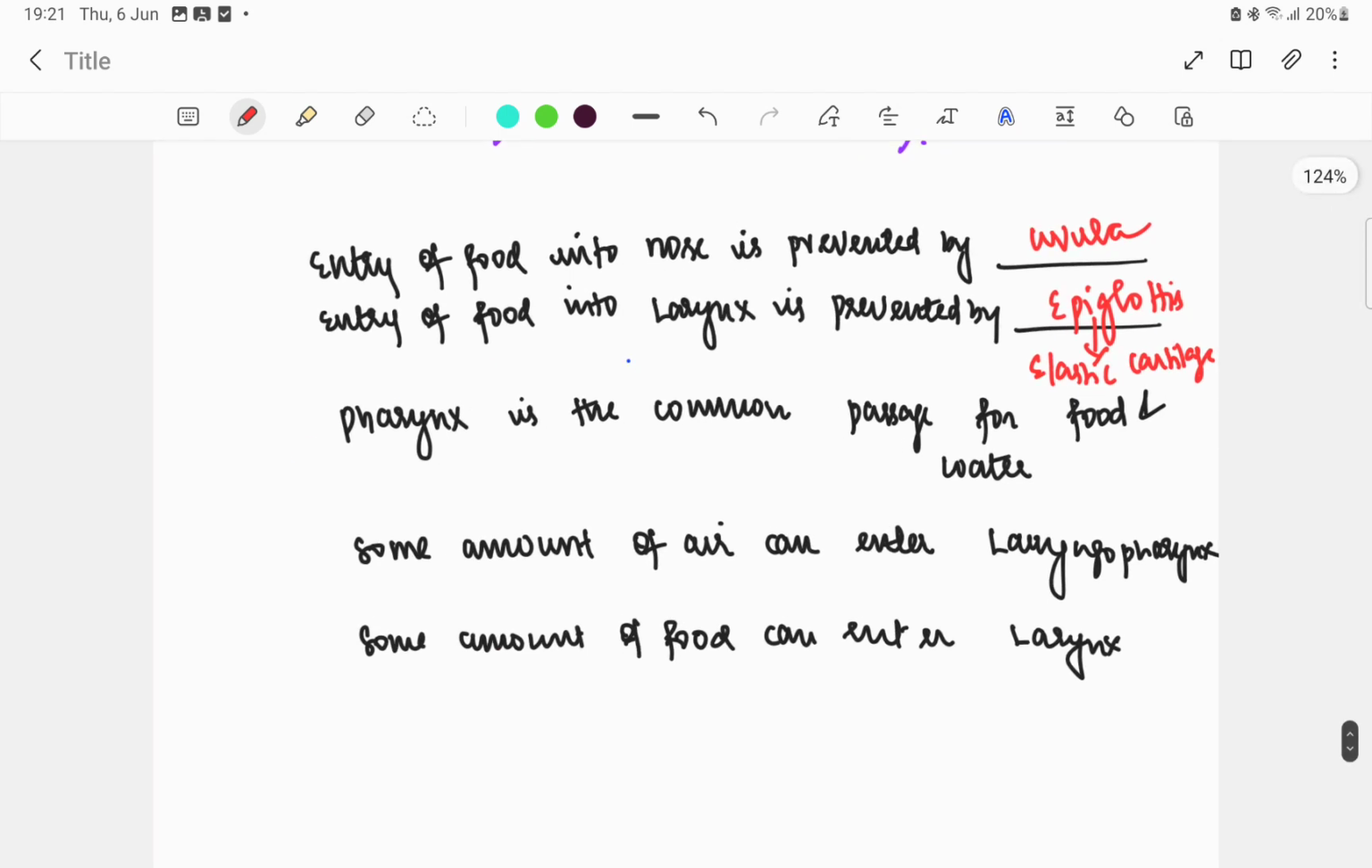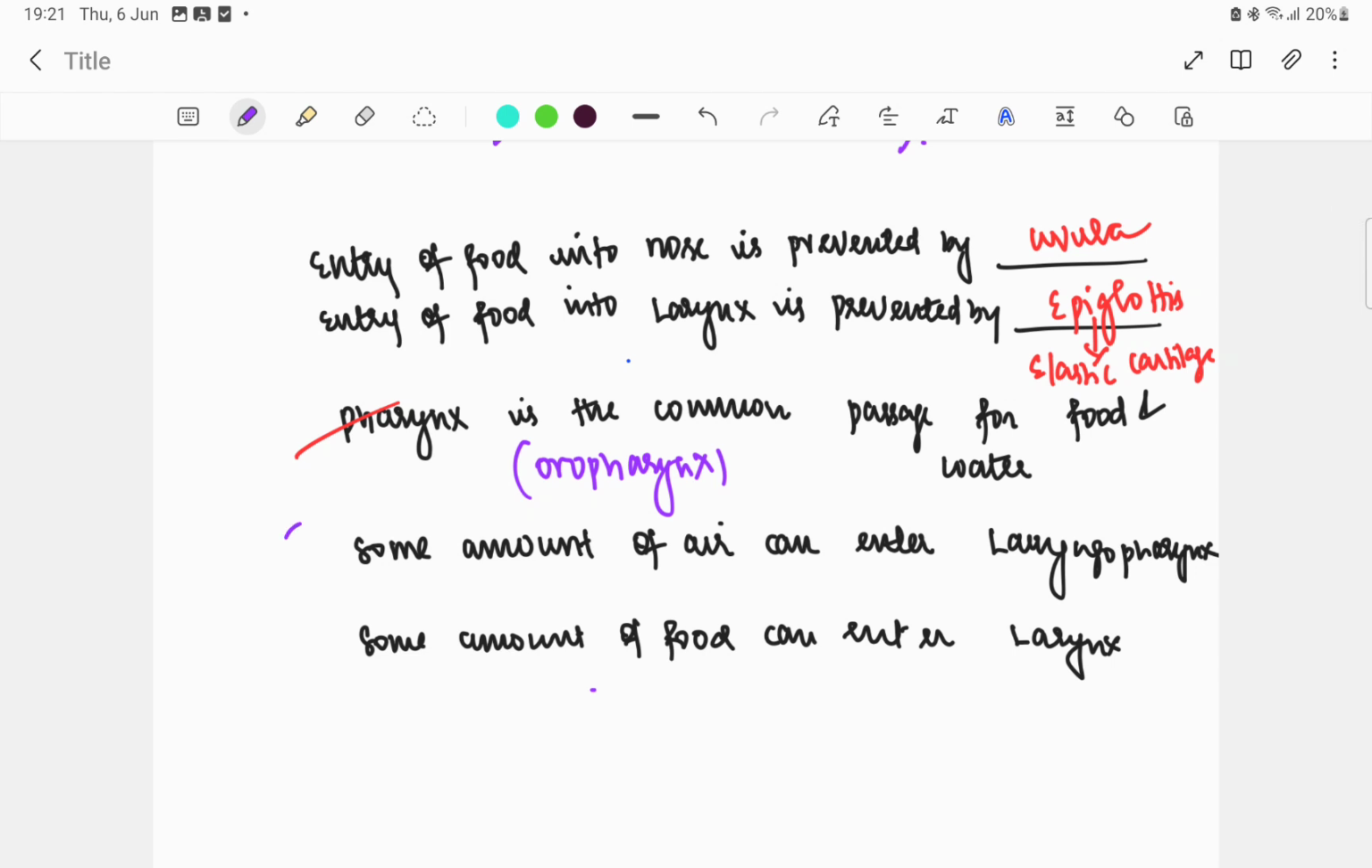Then this is another important question for NEET. Pharynx is the common passage. Now you all tell me which part. Actually, we got three pharynx, isn't it? Nasopharynx, oropharynx, laryngopharynx. Which pharynx acts as the common passage for both food and water? It is oropharynx, isn't it? Because food cannot enter the nasopharynx, and laryngopharynx is mainly for entry of food only.